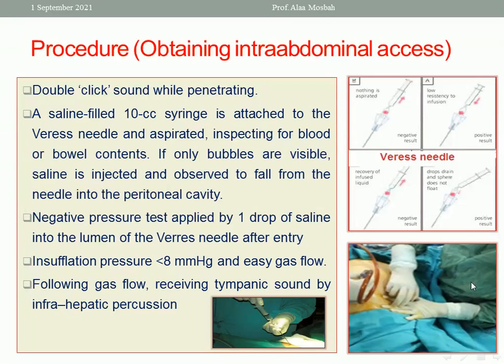Also, you can do percussion as here, and the first site to be resonant due to abdominal insufflation with CO2 is the infrahepatic area. Okay, this is another test to detect that the insufflation is good and you did it intraperitoneal. But the new guidelines confirm only the connection with the insufflator and the pressure is negative or below 8 or 10 millimeters of mercury.